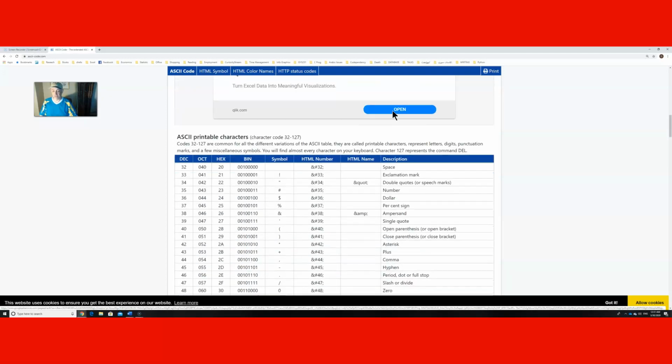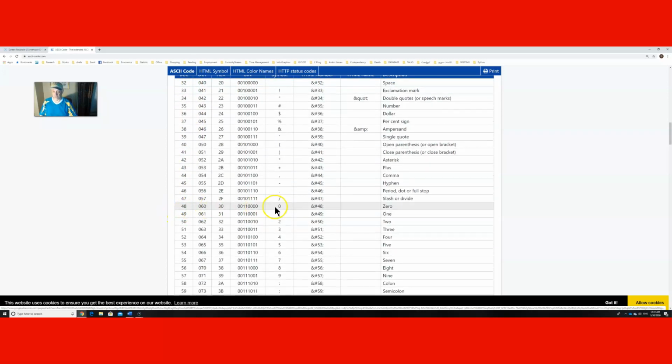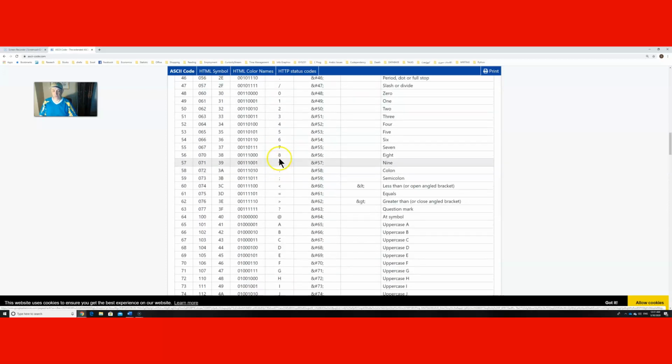If we start looking at something tangible for us, the space is tangible. We can see it when we hit the space bar. The ASCII value for that character is 32. Then you would notice that we start with 0 at 48. The close bracket is 41, the open bracket is 40, the ampersand is 38, and 37 is the percent sign. And we could go from 0 at 48 all the way to 9 at 57.